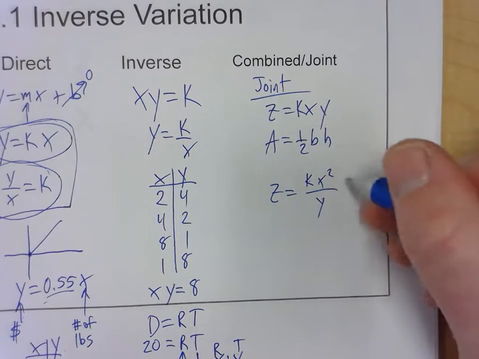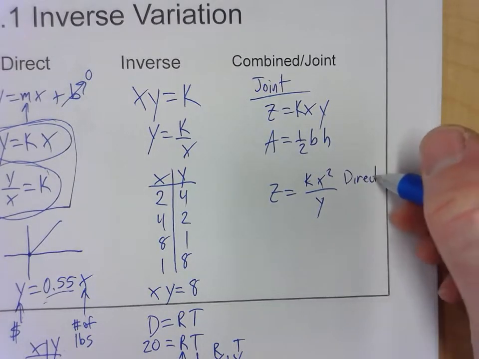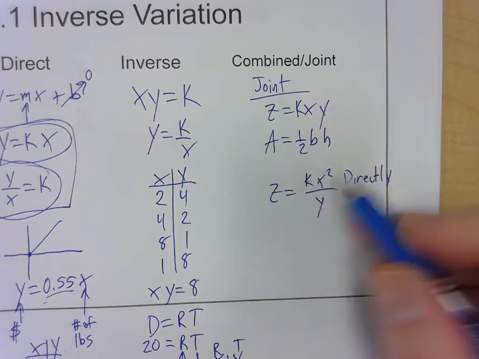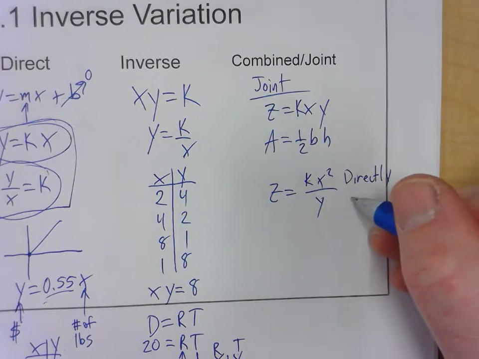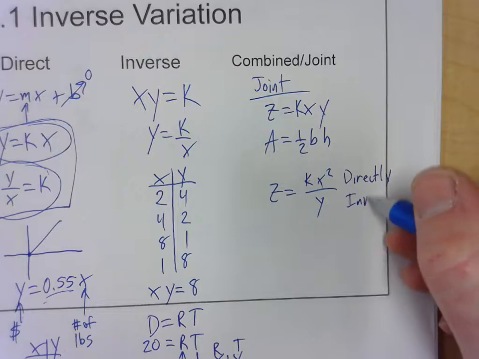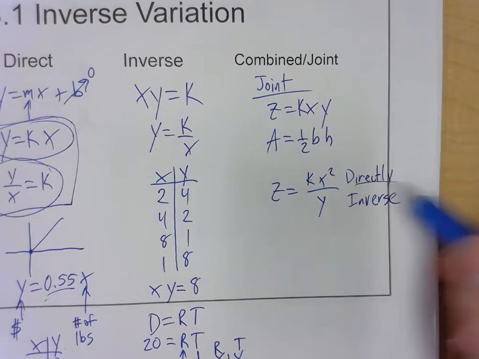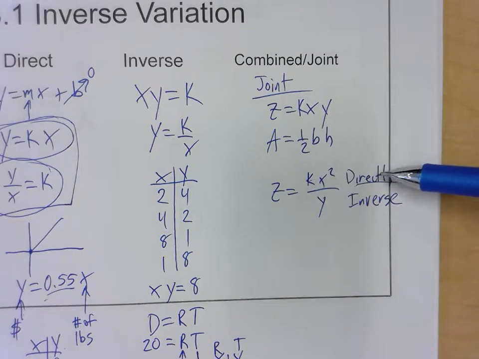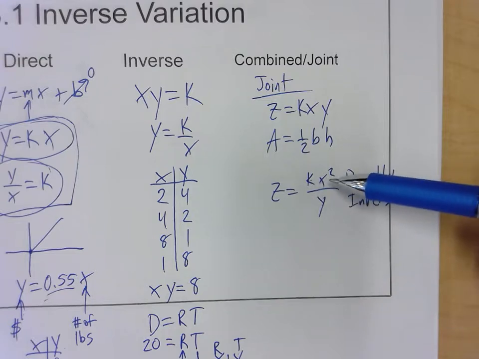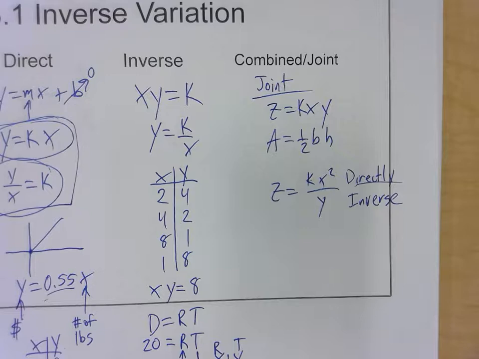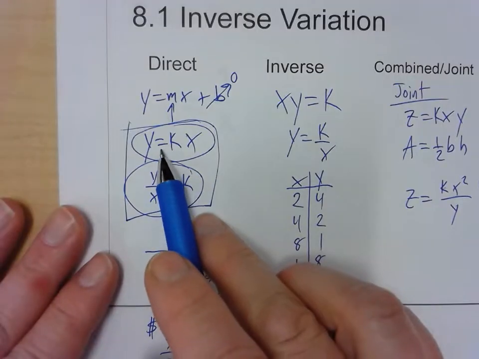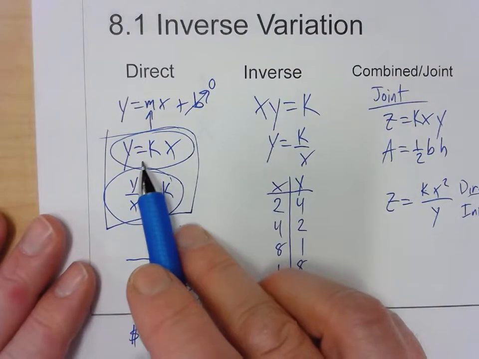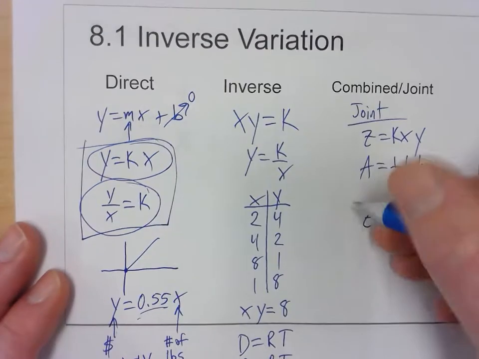So z is directly related to the top, and then the bottom of the fraction, the denominator, it would be inversely related to that. So when it says the word directly, then it's on the top side of the fraction, the numerator, and if it says inverse, it'd be on the bottom or the denominator side of the fraction. So basically, by combined, we're taking the direct and the inverse and combining them together.